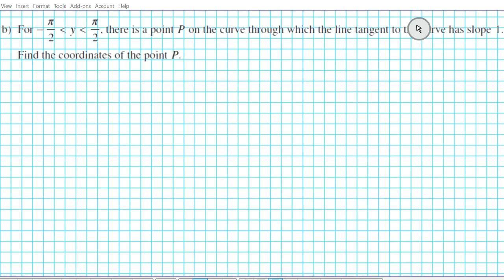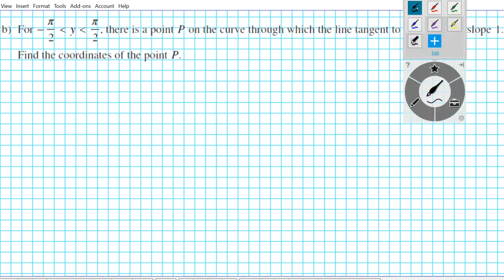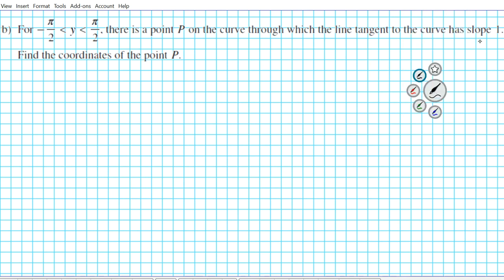Alrighty, let's look at the B part. The B part reads: for negative pi over 2 less than y less than pi over 2, there is a point P on the curve through which the line tangent to the curve has a slope of 1. Find the coordinates of point P. So we want to find the coordinates of the point P where the slope of a tangent line is equal to 1. Okay, let's go ahead and do that.